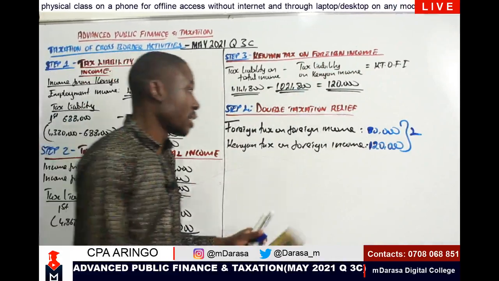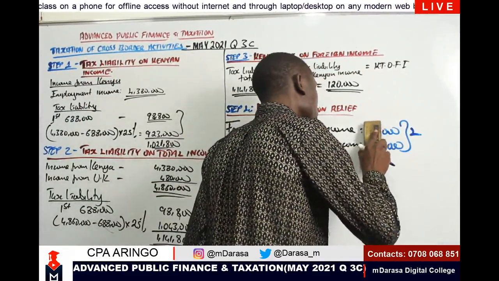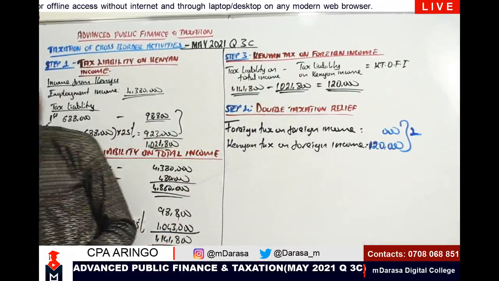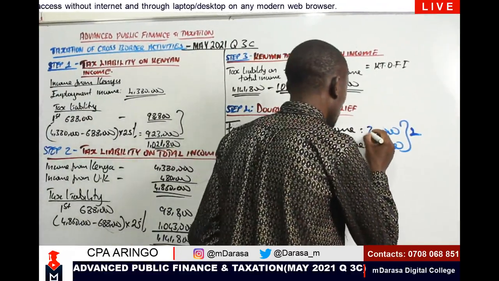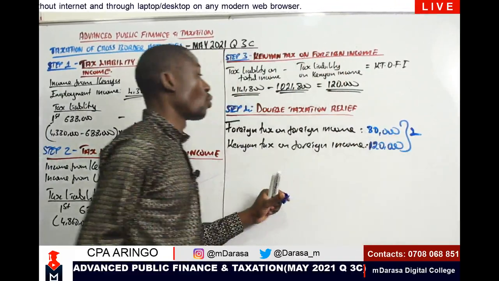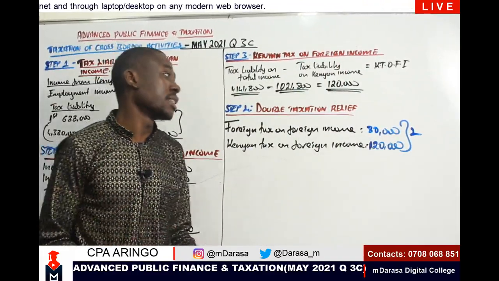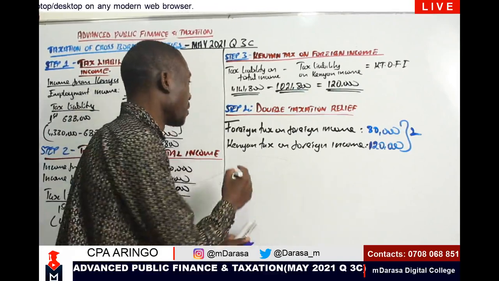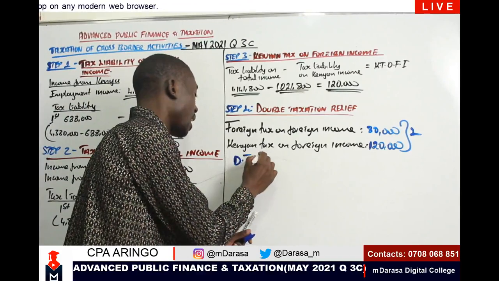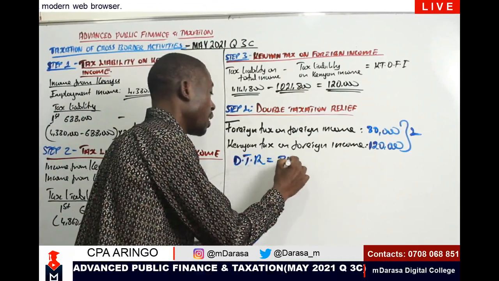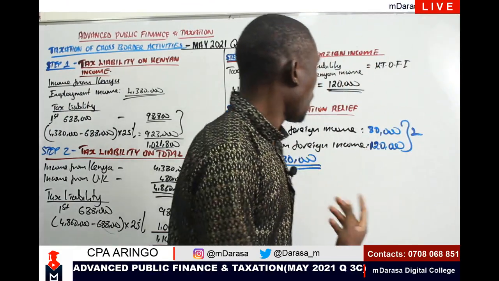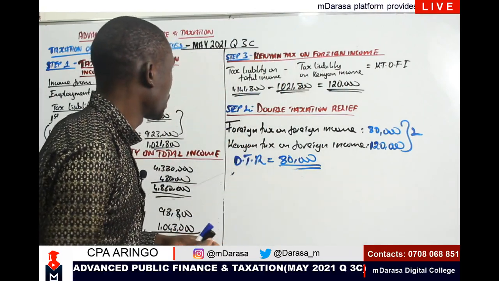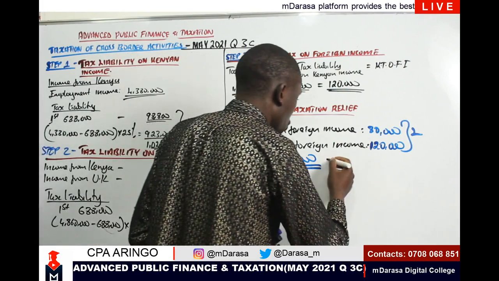The lower is 80,000. Sorry for this. This is 80,000. So that is what you are going to take as our DTR, double taxation relief. And this is what our examiner wanted us to determine. Our DTR, therefore, we should be talking about 80,000. Now, after we've computed our DTR and determined it to be 80,000, this was part one of the question.